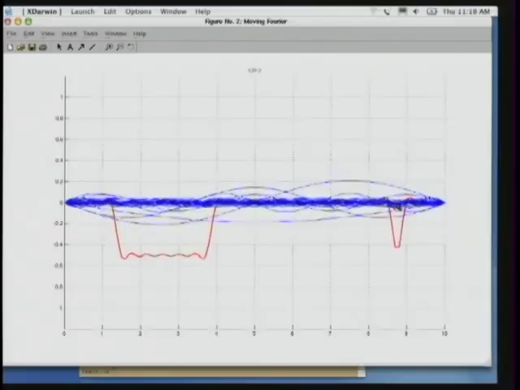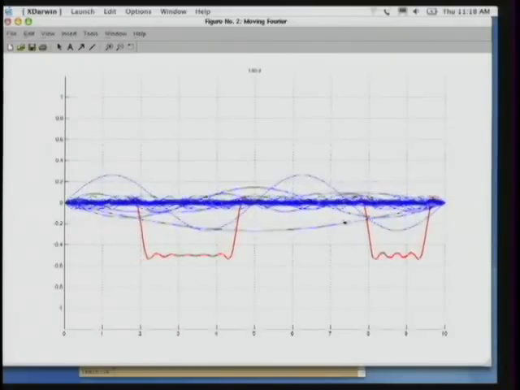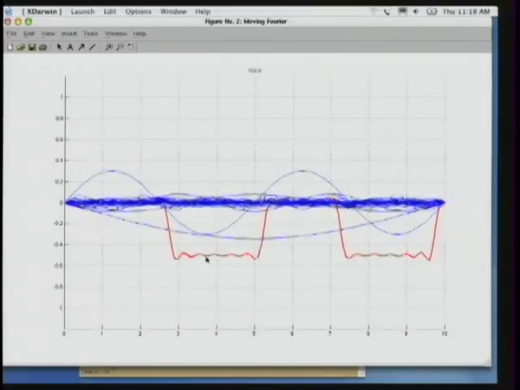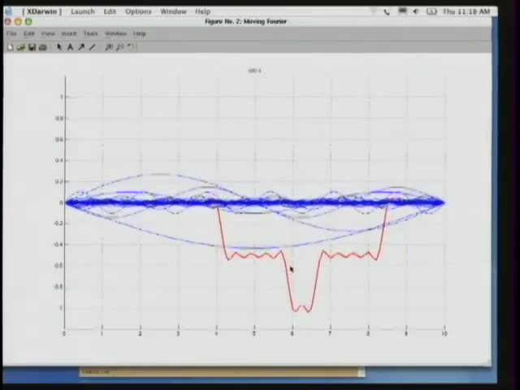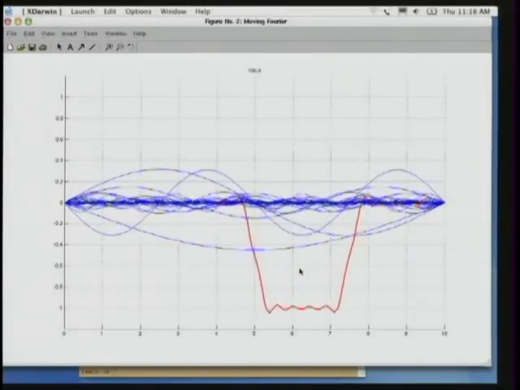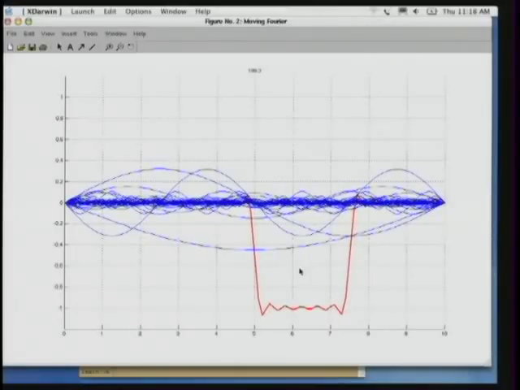Now this one is coming back. There it is. And this one is already on its return. And of course, they're going to meet again. And now we are 1/2 period of the fundamental later. And now look, this now is the first harmonic. But now there is also a second harmonic.